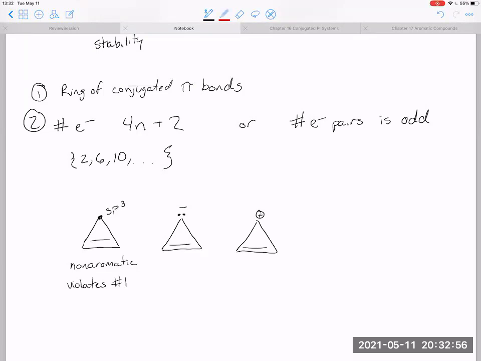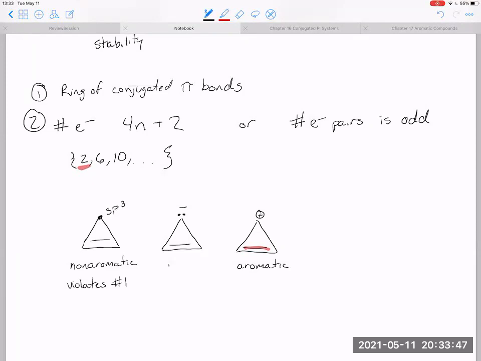What about our next? Let's actually do our last one. Aromatic. This one is aromatic because it follows that 4n plus 2 rule. There are two electrons, and there's nothing in that positive charge. So for it to be aromatic, it has to be sp2 hybridized all over? Correct. I have a whole ring of conjugated pi bonds. The fact that this is a carbocation means that you have that empty p orbital, which is sp2 hybridized as well. Okay, and then what about this one here?